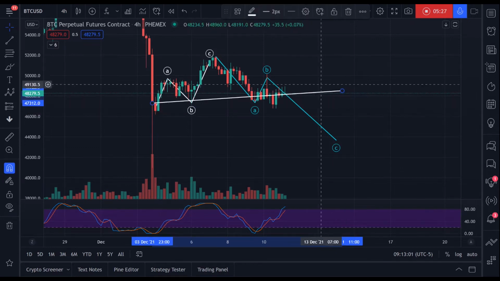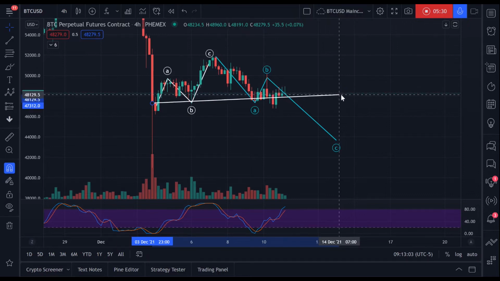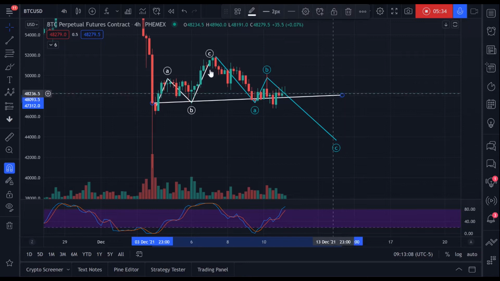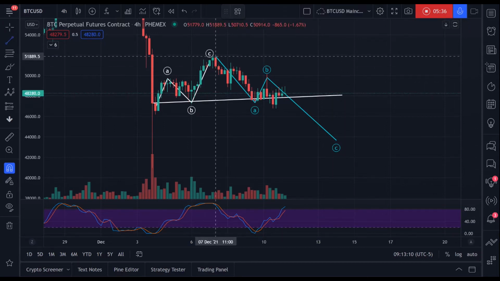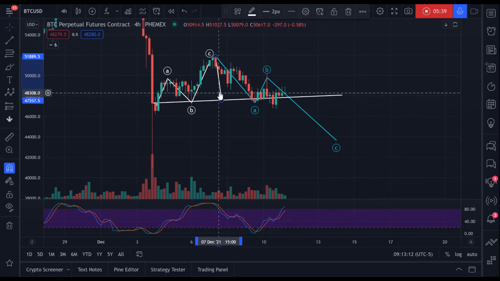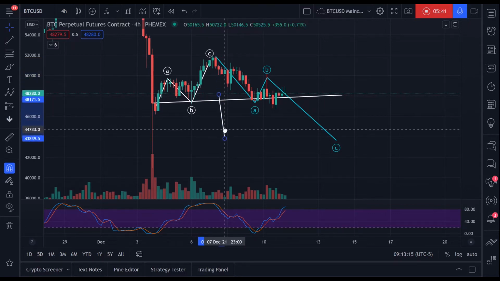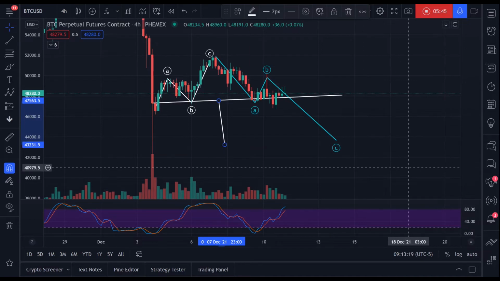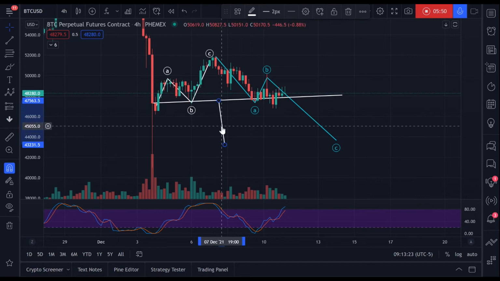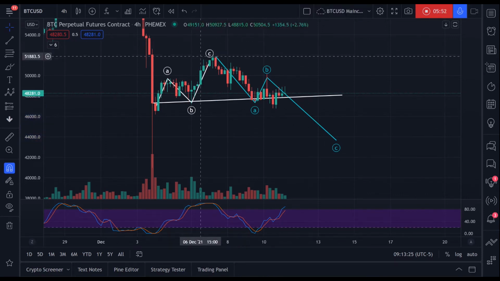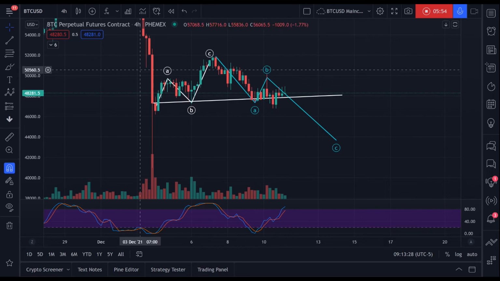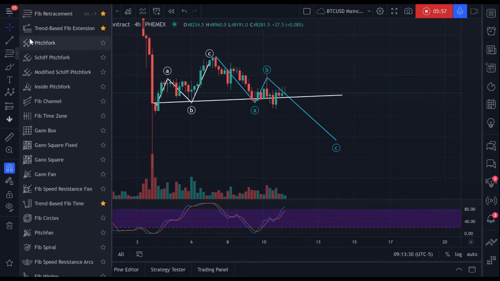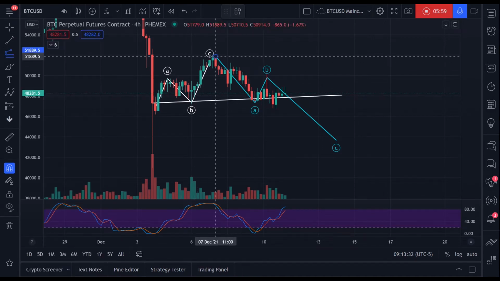Okay, something like this. So I'm expecting Bitcoin to come down to 43K. And using the fibs, if this is the A, this is the B, we know that C projects to between the 1 and 1.236.